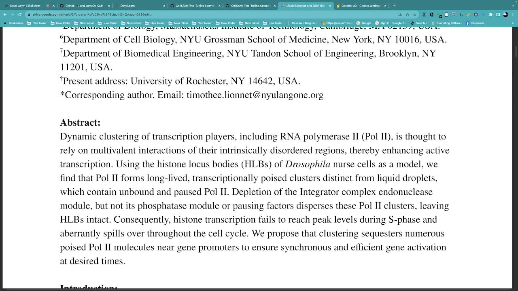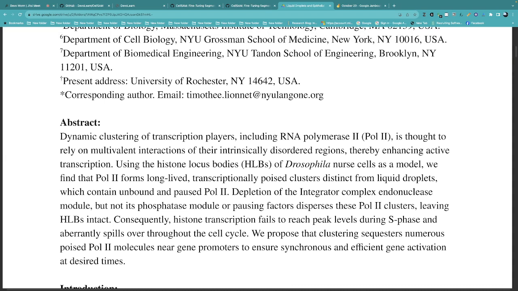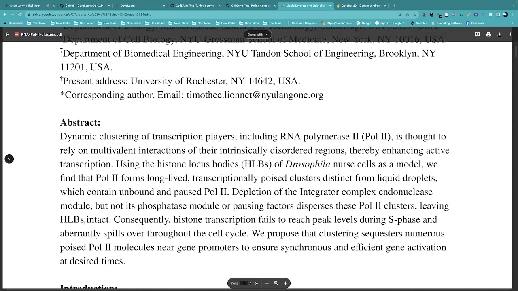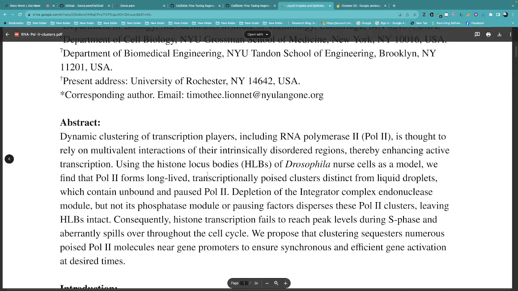So these different clusters have a number of Pol-II. Some of them are unbound, some of them are paused. Depletion of the integrator complex endonuclease module, but not its phosphatase module, are pausing factors, disperses these Pol-II clusters, leaving HLBs intact. So these clusters get dispersed, but the HLBs, the histone locus bodies, are intact.